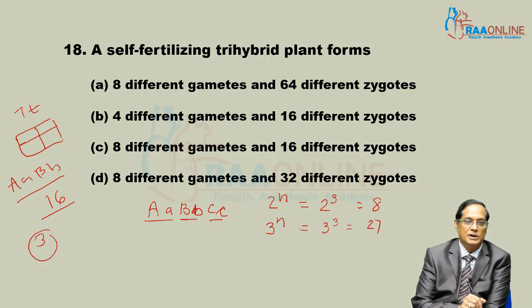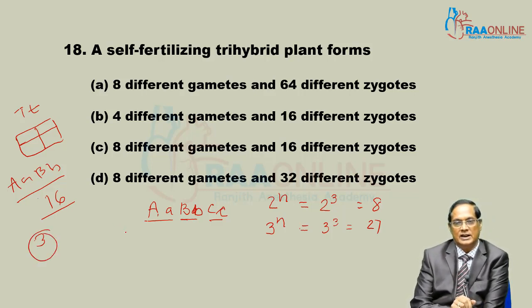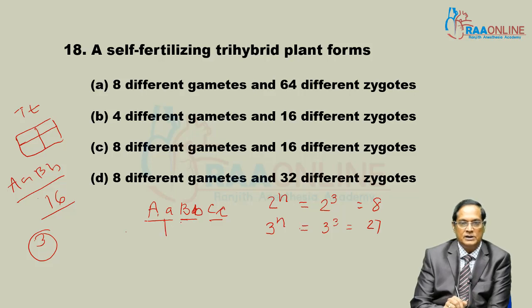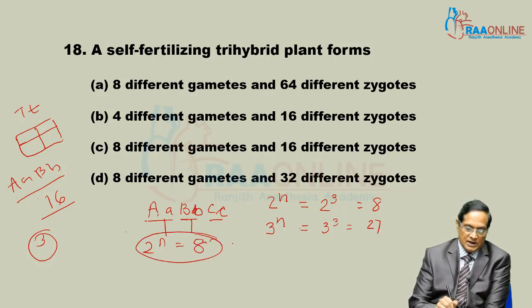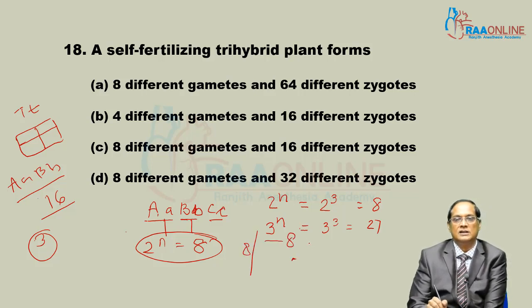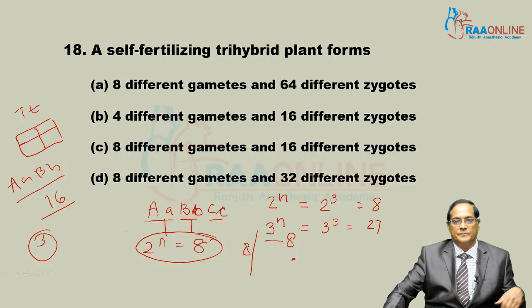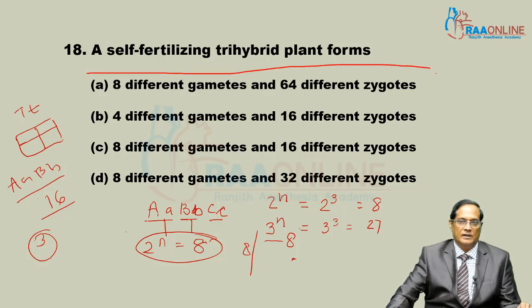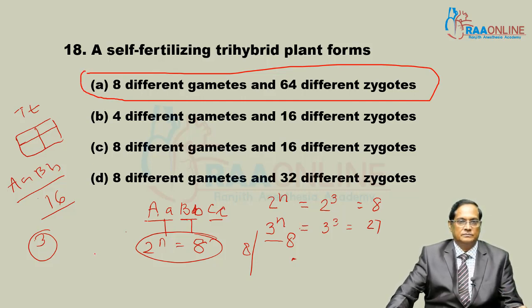If we take a trihybrid plant, in that case, first of all, for types of gamete apply this formula 2 raised to power n. You will get the answer 8. Then 8 types of gamete here in this line and 8 types in this line, you will get 8 into 8, that is 64. So answer number 1 is correct for the second generation.